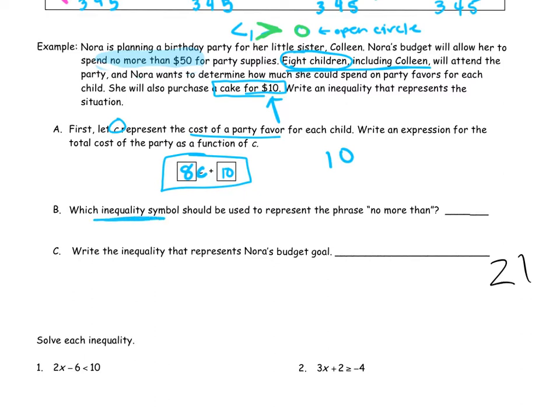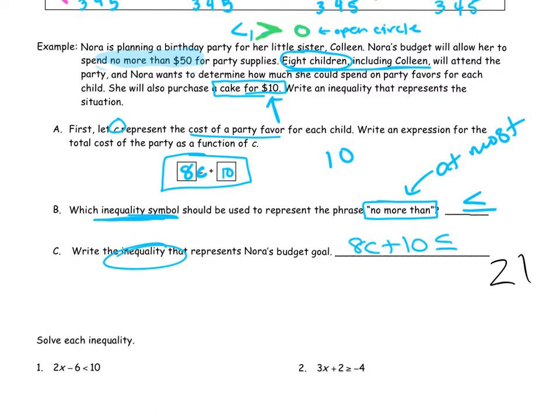Now we want to figure out what inequality symbol we can use to represent the phrase no more than. If I have no more than $50, does that mean I have $52? No. Another way to say no more than is at most, which means less than or equal to. So the inequality is my expression 8C plus 10 is less than or equal to 50. That means I can spend no more than $50 in total combined for the party favors and the cake.